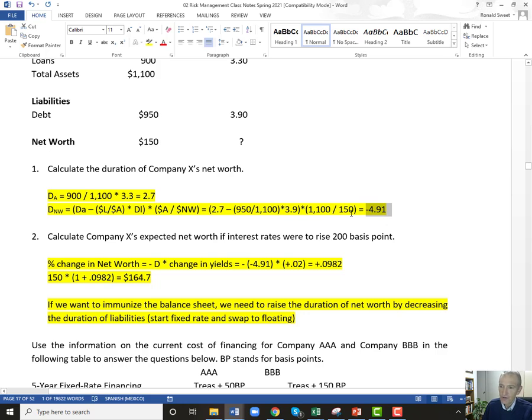You can have a negative duration. What this means, when interest rates rise, this firm will actually make money. They will do well. It's when interest rates fall that they will be in trouble. So this might be the norm today for banks. Banks may be worried that interest rates are at their all-time lows. You can only go up from here, and so maybe they are actually pinpointing a negative duration on their net worth so that they'll benefit if interest rates rise.